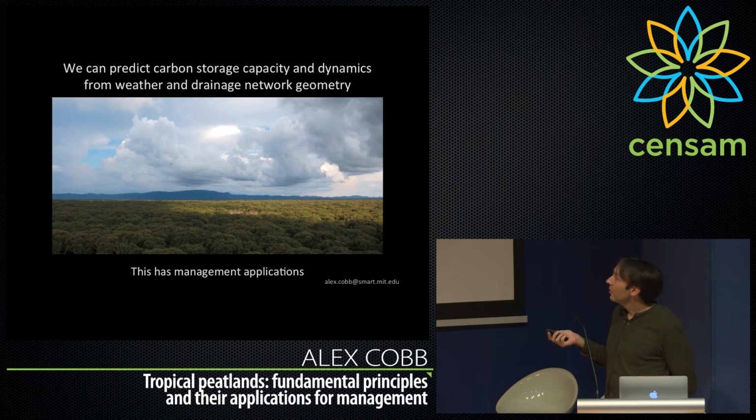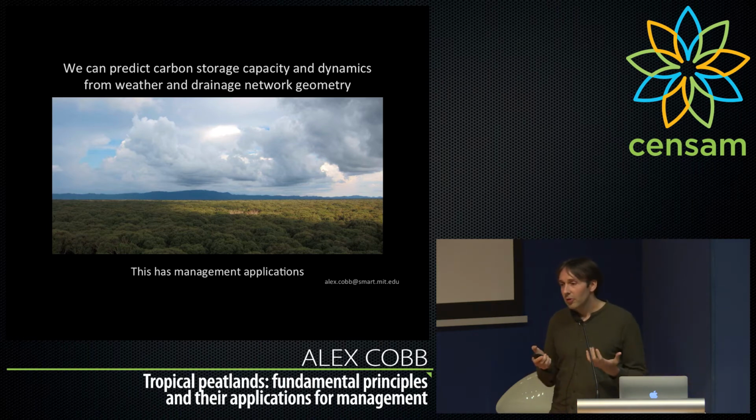So something about this model is that it predicts a stable shape for the peat surface, which means that it defines a capacity of a particular drainage network to hold carbon given a particular pattern of rainfall.